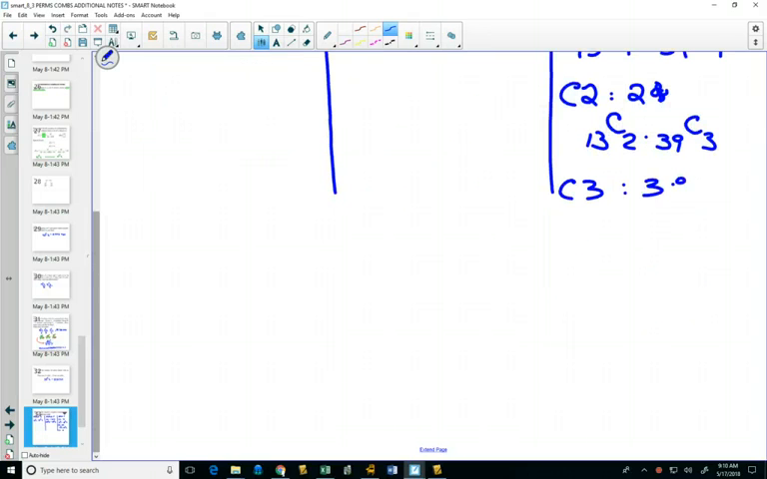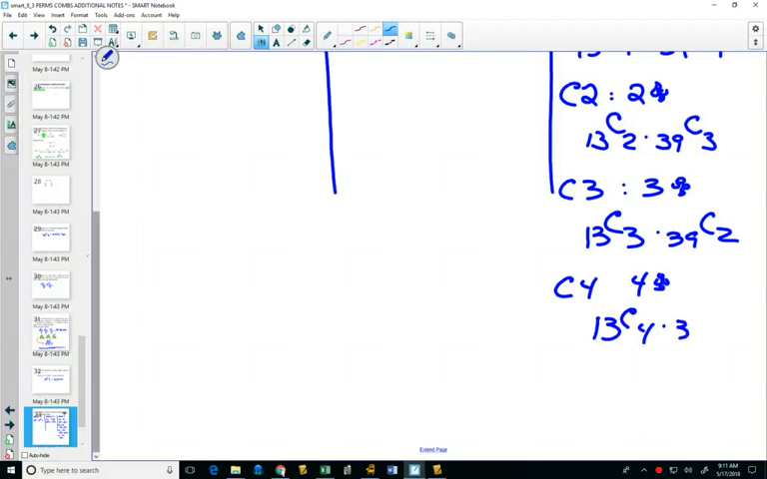Case 3, 3 clubs. This is sort of a long-winded explanation, but it works, so that's why it's good. 39 choose 2. Case 4 would be 4 clubs. 13 choose 4, and then of the other 39 cards, choose 1. And case 5, all 5 clubs. So you just have to choose 5 from 13.